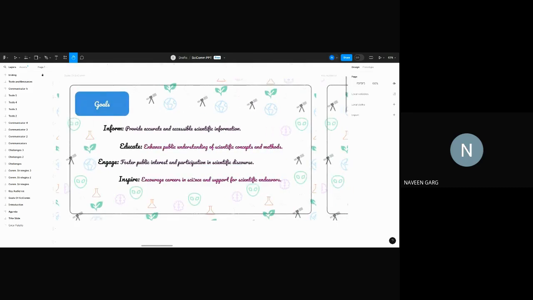So the goal of science communication: there are four major goals. The first is to inform, to provide accurate and accessible scientific information, to let them know that this is a thing that is discovered or recently researched. And to educate, to make them know how this thing that we have discovered is helpful, or why something that is happening is really helpful to us.